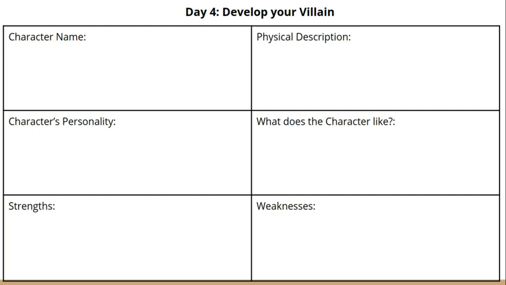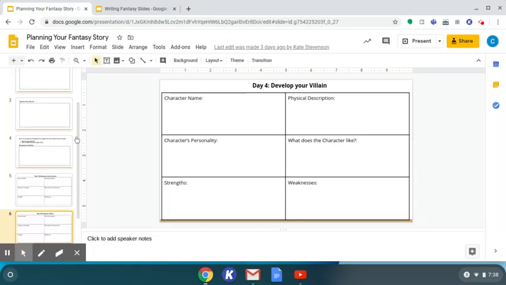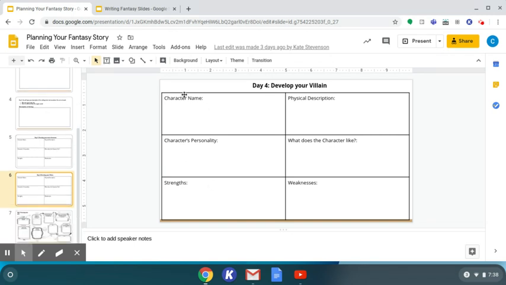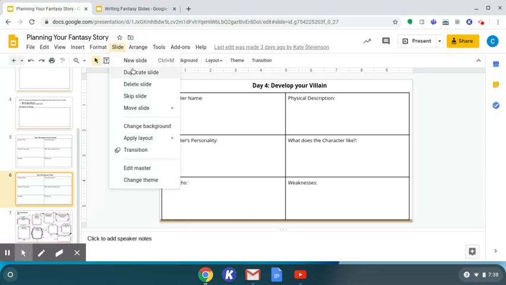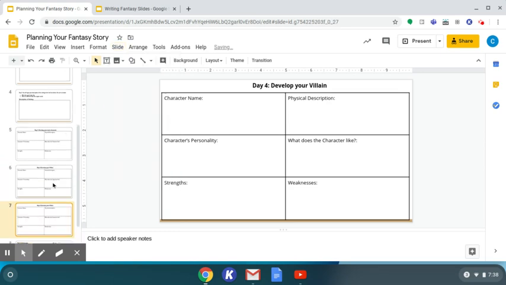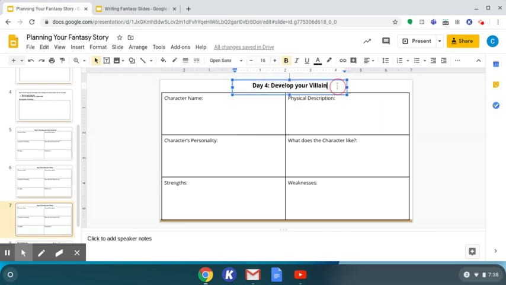Now, some of you might be wondering, can I also create sidekicks and friends for my main character? And of course, all right. So what you can do if you'd like is add in another slide. After you develop your villain, you can make slide, duplicate slide, which means make a copy. So now I'd have another slide with a character chart. And instead of developing my villain again, I could change this to develop a sidekick or whatever you want to say. Okay. And that's up to you.